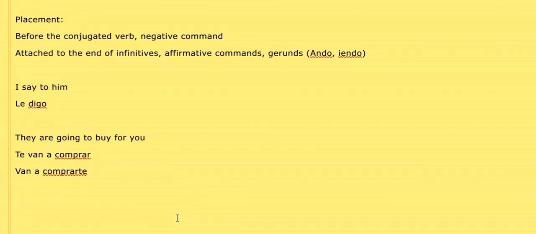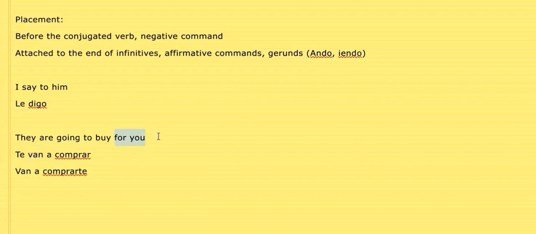Now let's break this down real quick. So first, in order to say going to do something in Spanish, we have to use ir plus a plus infinitive, if you remember that. So we have our version of ir right here. It's conjugated in the they form because it's they are going to buy for you. Not you are going to buy for you, they are going to buy for you. They're doing the action. So we'll say van plus a plus our infinitive, which is comprar. So van a comprar would mean they're going to buy.